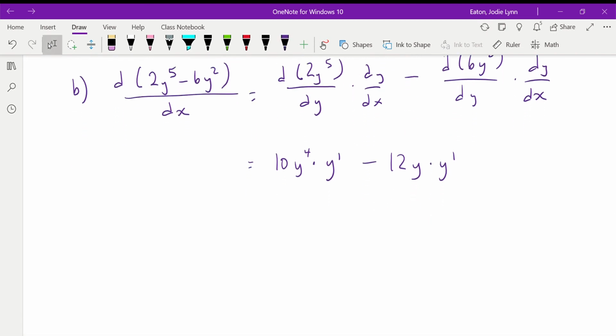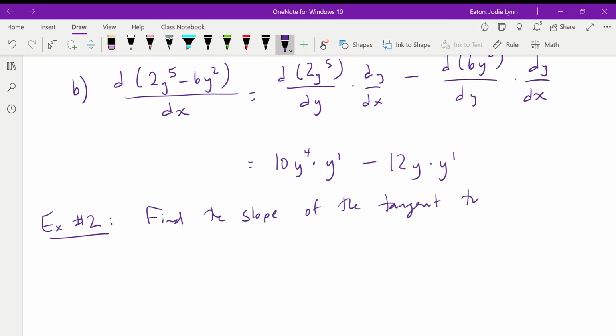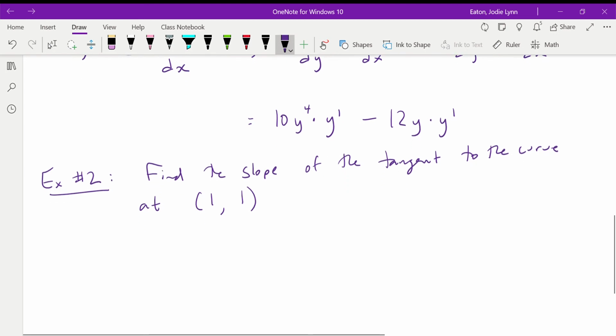So now let's look at a more practical application. Let's take example number 2. We are going to find the slope of the tangent to the curve at 1, 1.